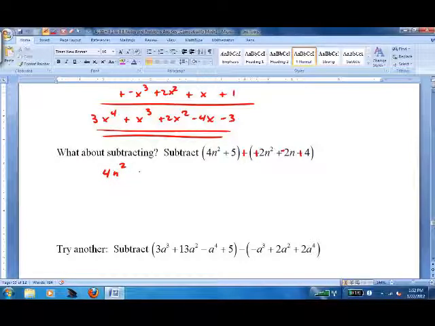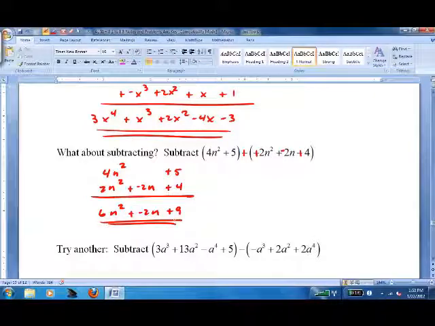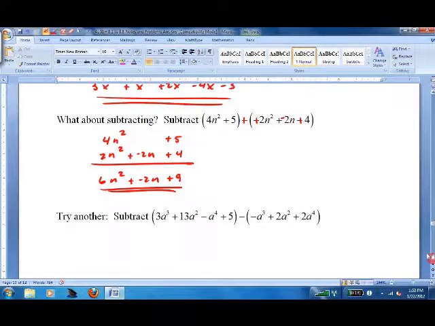Now I'm just adding again. Left a gap because there's no n to the first on that one. That's an n to the first. Add down. And that's it. If you wanted to write it as 6n squared minus 2n plus 9, you could. There's nothing wrong with that. I put everything as plus negative just so I remember what's going on with the subtraction and addition.